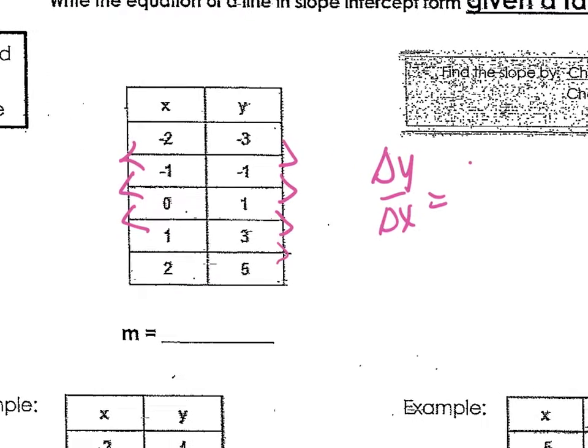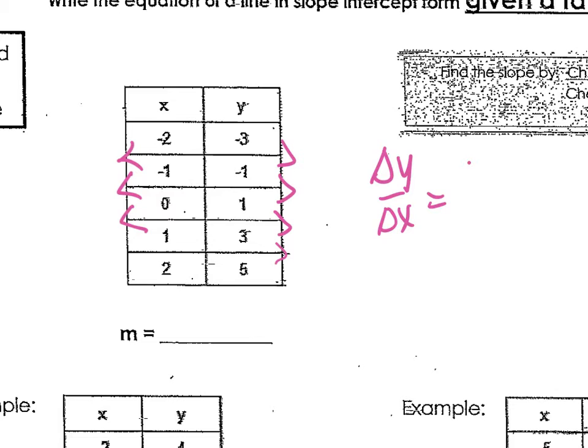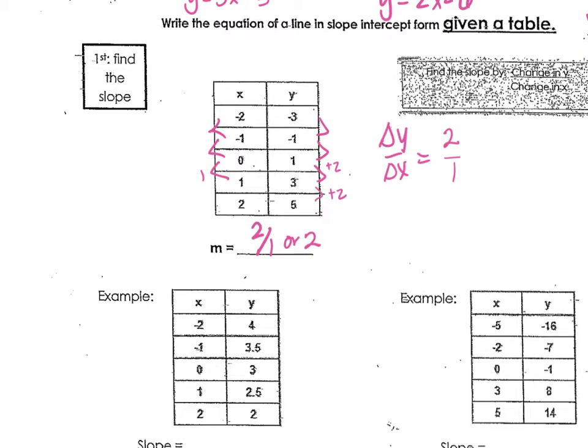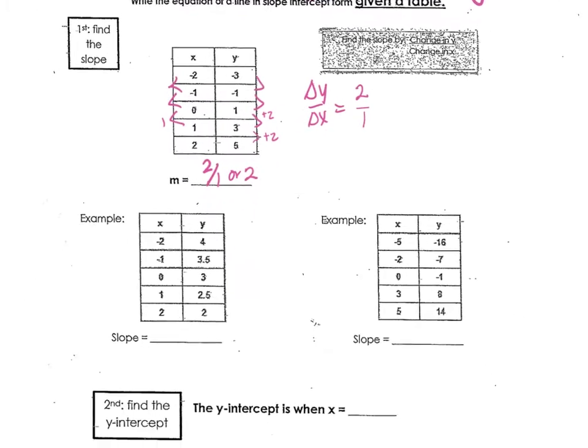So what's my change in y each time? 2. Plus 2, and then what's my change in x? 1. Okay, so that's my slope, that's my m. 2 over 1 or just 2. Anytime you have a whole number, you can write it over 1 if you want it to be a fraction.